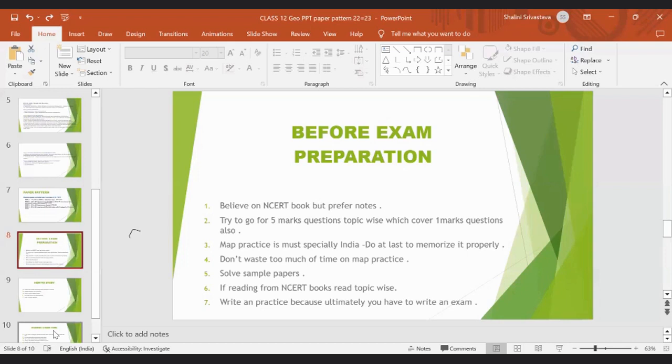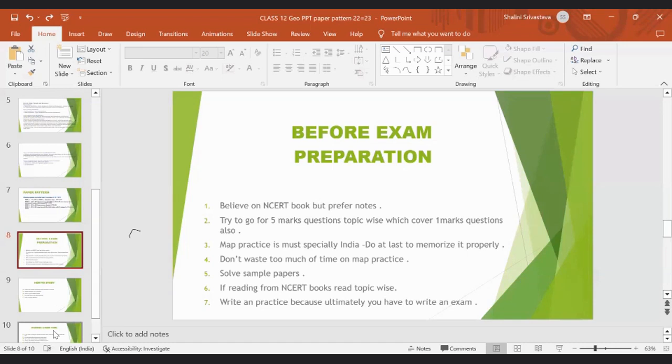Map practice is a must, especially India. Do it at last, because when you draw India's map in the answer book, it makes your paper impressive. So you should draw a map of India in which you locate the places, whatever question they are asking about, on the small drawn maps of India. Do map practice at last, because then you can memorize it properly.